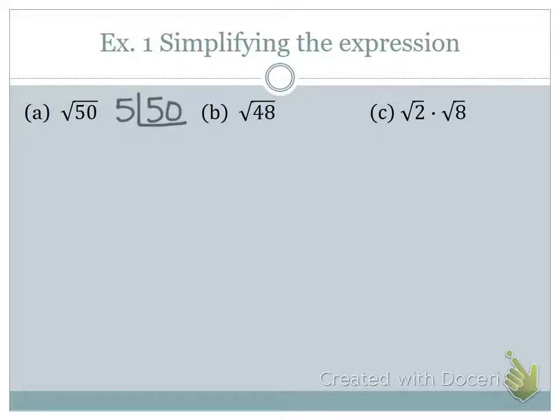Now, what is 50 divided by 5? 10, okay? Now, this is where I'm fine if you want to use your calculator as long as you're showing me your work. Now, is 10 prime?